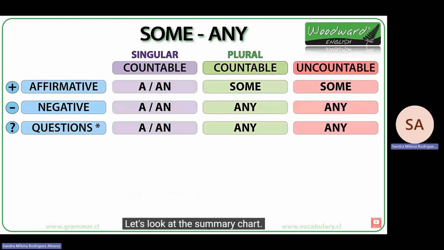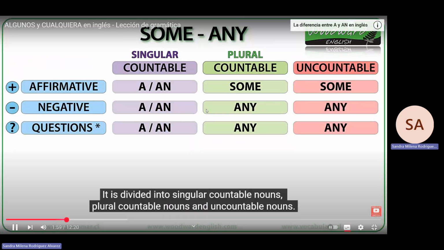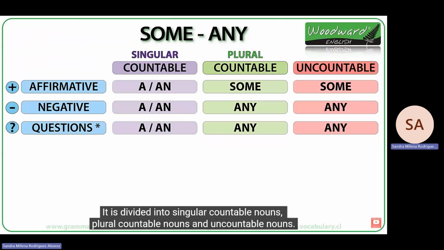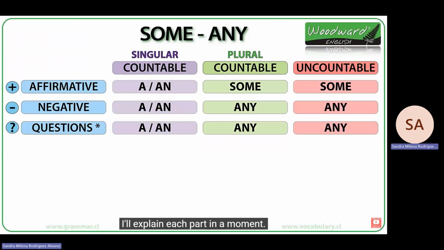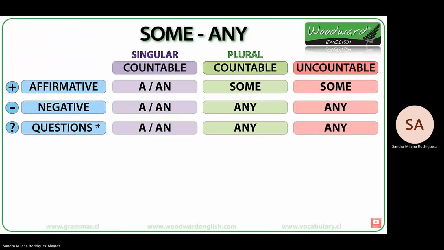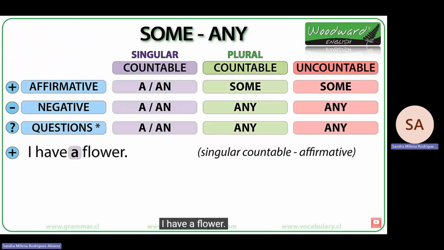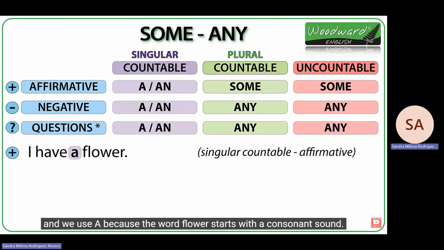Let's look at the summary chart. It is divided into singular countable nouns, plural countable nouns, and uncountable nouns. I will explain each part in a moment. I have a flower. Flower is a singular countable noun. It is an affirmative sentence. And we use a because the word flower starts with a consonant sound.